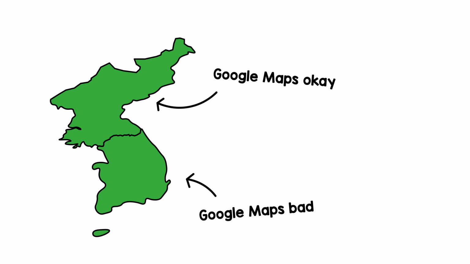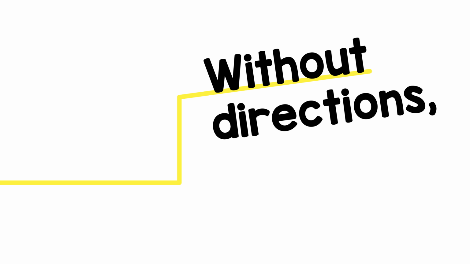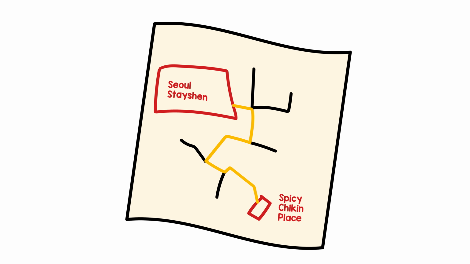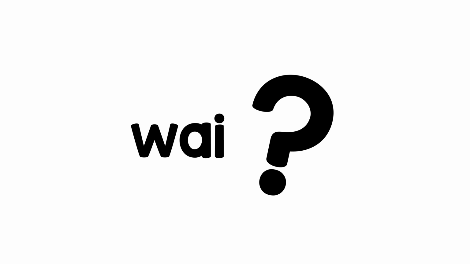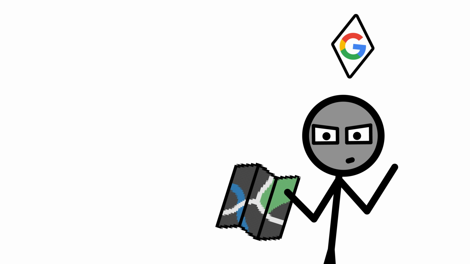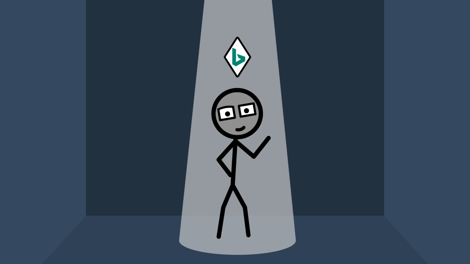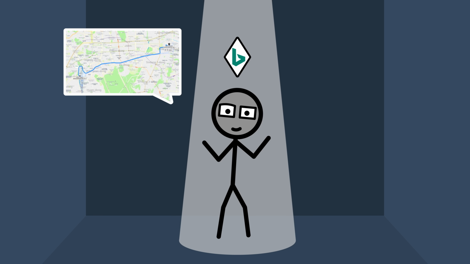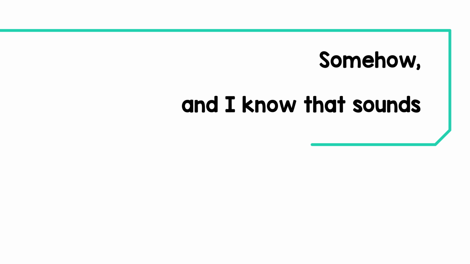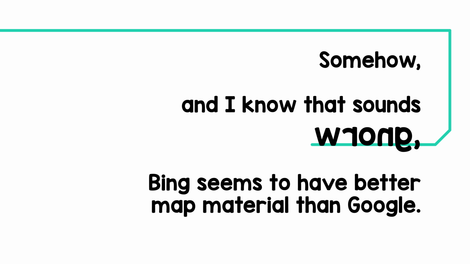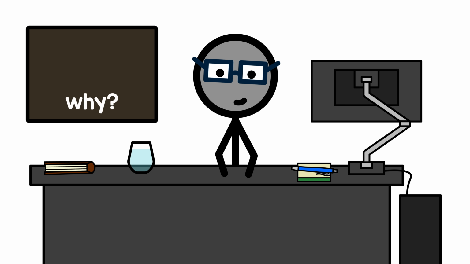Despite major wins in the country that wants not to be mapped, Google Maps' lack of functionality in the south makes it borderline obsolete. Without directions, you might as well draw your own maps. But why again can't Google offer directions in South Korea? Sure, they only get already censored pre-rendered map tiles, not the actual location data, but so does everybody's favorite map service. And it does offer full directions. Somehow, and I know that sounds wrong, Bing seems to have better map material than Google. Why? We can only speculate.